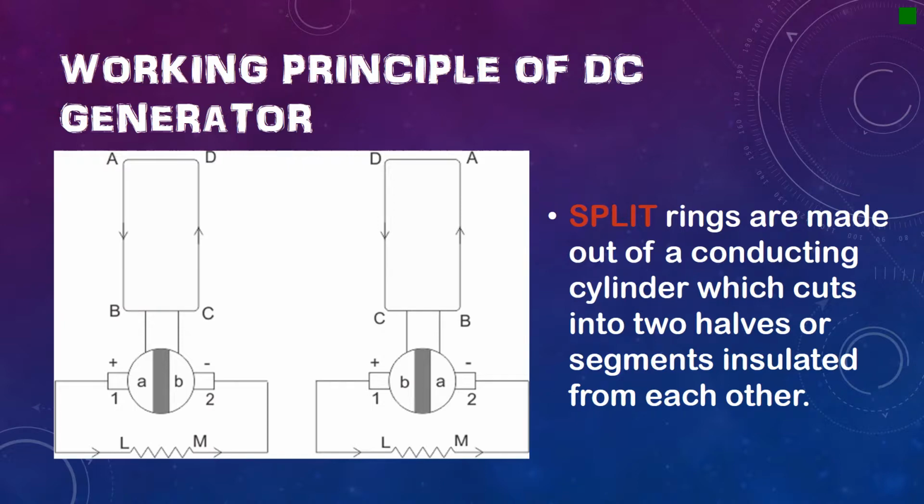The position of the brushes of the DC generator is so arranged that the changeover of the segments A and B from one brush to the other takes place when the plane of the rotating coil is at right angles to the plane of the lines of force. That is because in that position, the induced EMF in the coil is zero.